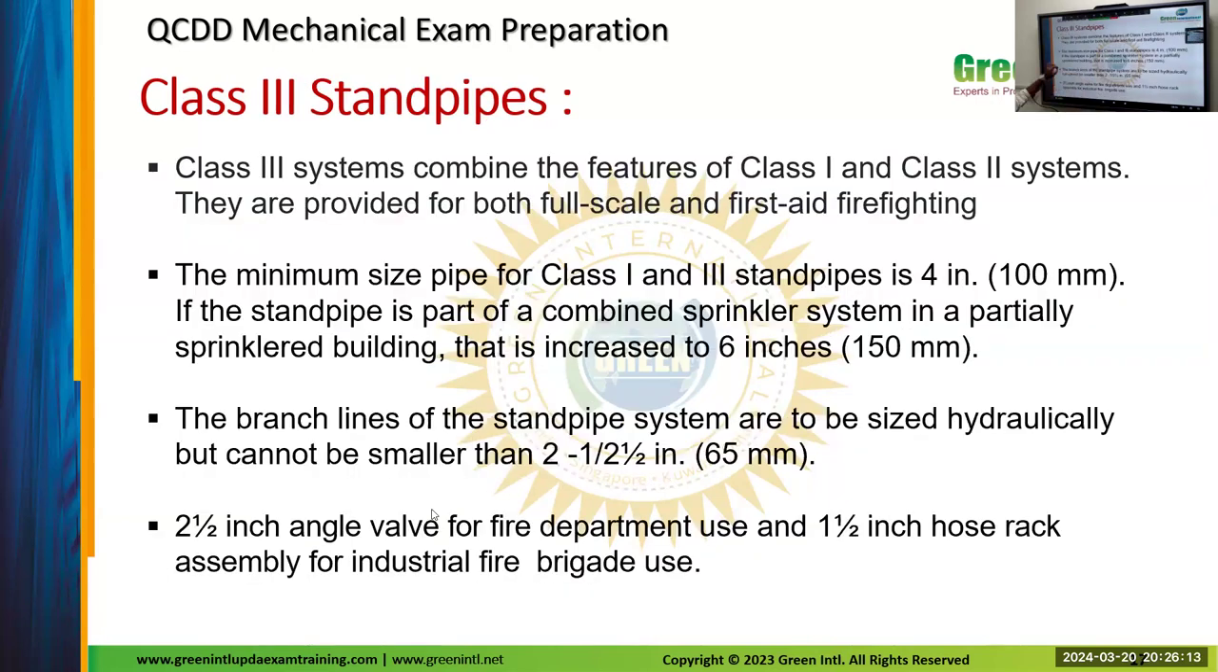Okay. So class 3 standpipe systems combine the features of class 1 and 2 standpipe systems. The minimum size of the standpipe is 4 inch and the maximum is up to 6 inch. That is a common consideration. Branch lines of the standpipe systems may be sized hydraulically, but cannot be smaller than 2.5 inches. 2.5 inch angle valve for fire department use and 1.5 inch hose reel assembly for the industrial fire brigade use. This is common: 2.5 inch for FDC connection and 1.5 inch for hose reel or fire brigade connections.